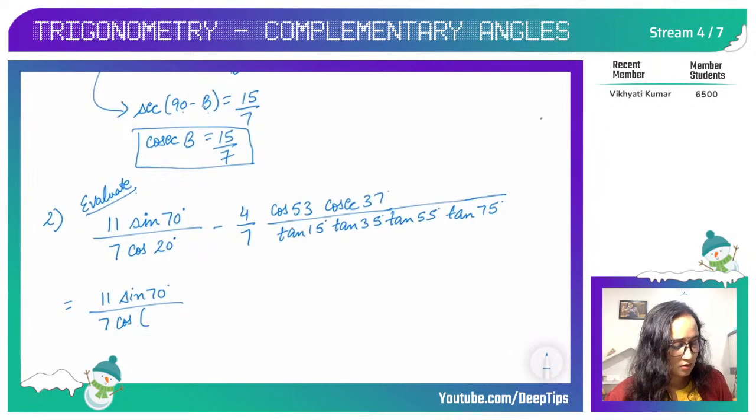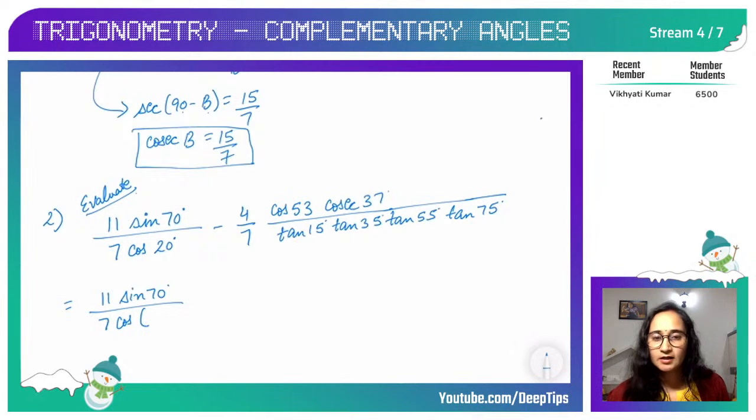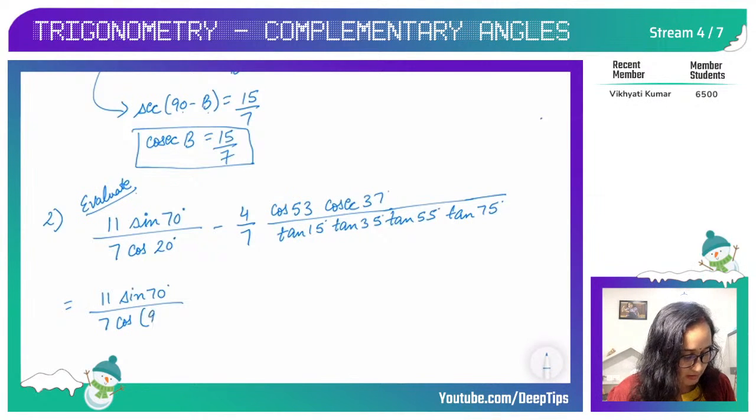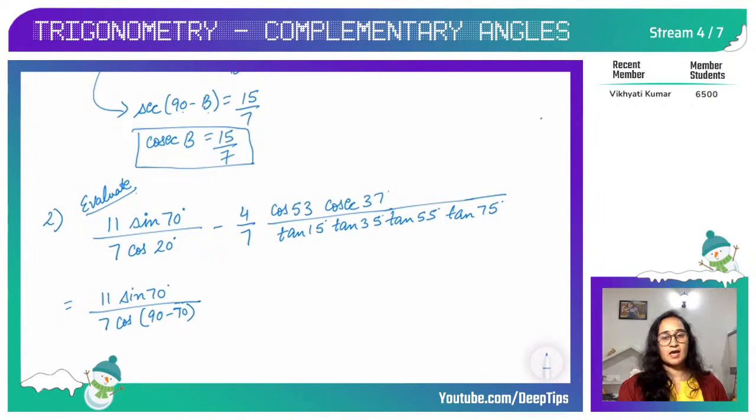So cos 20 can be written as 90 minus 70, because 90 minus 70 is 20 only, right? So it's another way of writing. I can just write 20 as 90 minus 70. So if I look at this angle, cos 20 and cos 90 minus 70, it is the same thing, only the way of writing is different, correct?